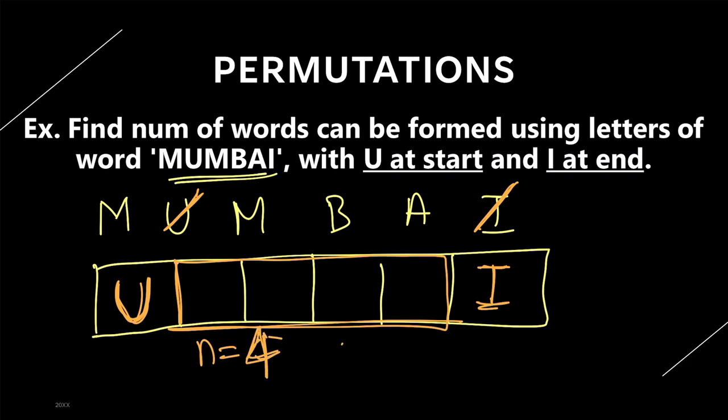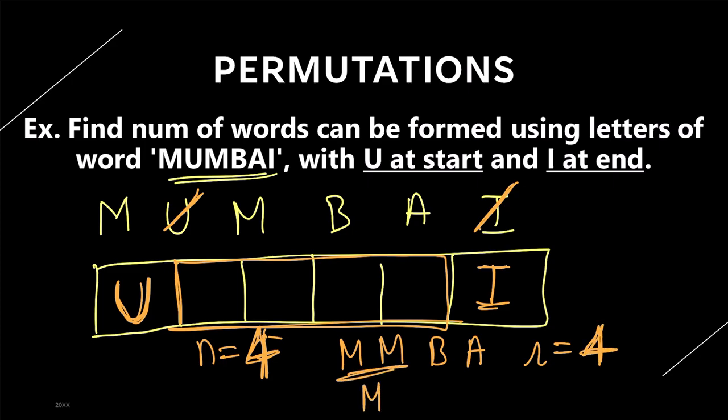How many letters do you have with you? I am left with M, M, B, A. So I have four letters with me. Four letters I have to fill. And how many are of the same kind? M is two times. B is one time. A is one time.